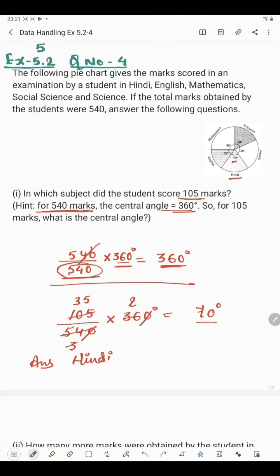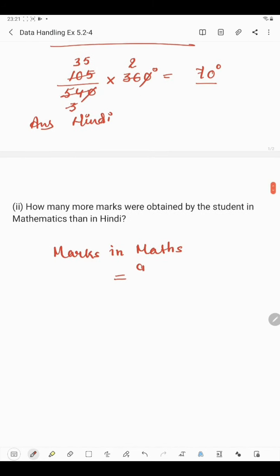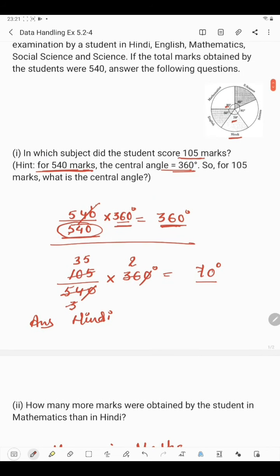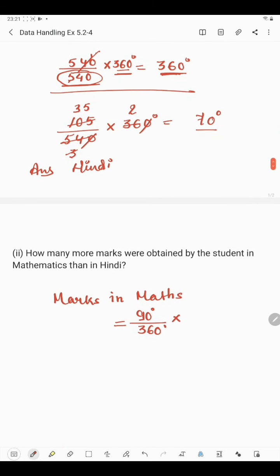Out of 360 degree, the part for mathematics is 90 degree. So it's 90 degree divided by 360 degree. 360 degree is the complete whole, and out of that the part for mathematics is 90 degree, and this complete circle is for the total marks, which is 540. So if you multiply by 540, you'll be getting the score in maths.